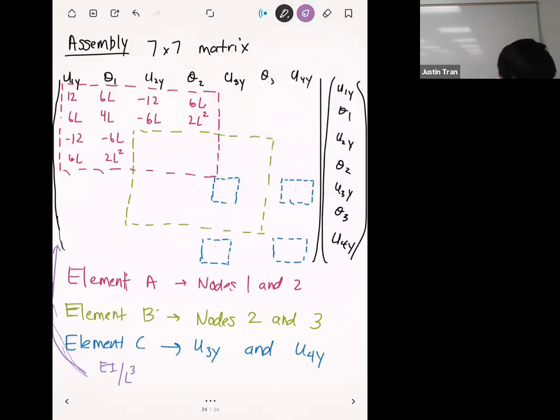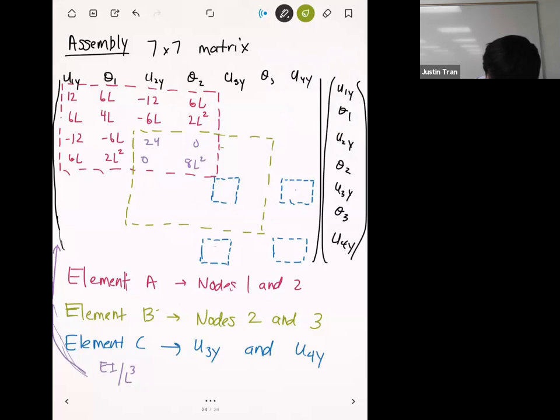I'm going to go ahead and just combine the overlapping areas for A and B, just because this is the same as our earlier example. And so in the overlapping parts, we have 24, 0, 0, and 8L squared.